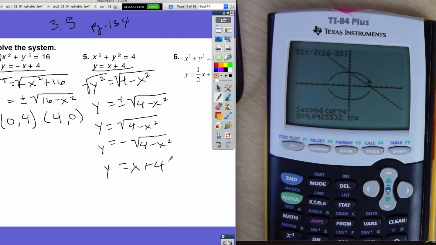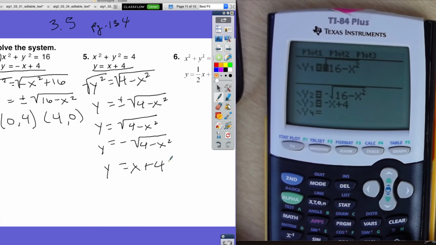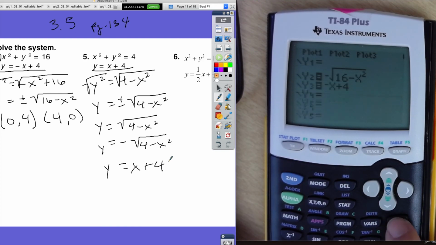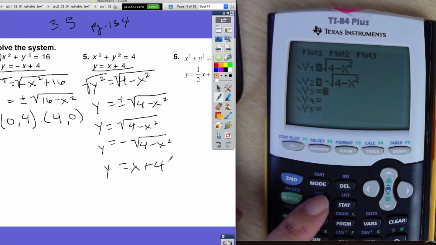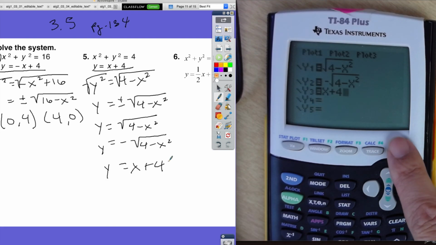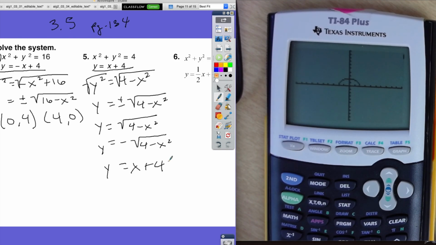All right, so let's put that in. So y equals, I'm going to delete what I have there. Okay, first one, second square root is going to be 4 minus x squared. Second one is going to be negative square root 4 minus x squared. And then my third one is going to be x plus 4. So let's graph this. So there's my circle, and then there's my line. And by looking at my line and my circle, I realize, do they intersect? No, they do not. So the answer for this one is no solution.